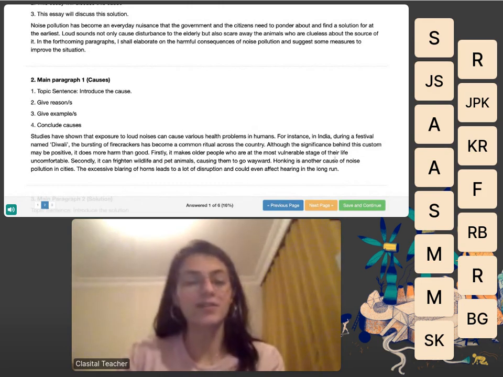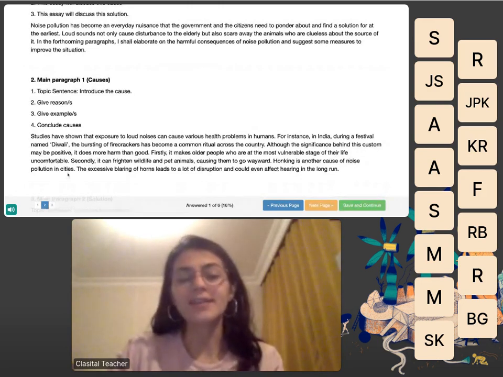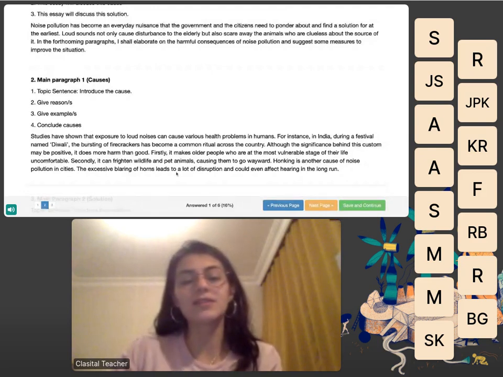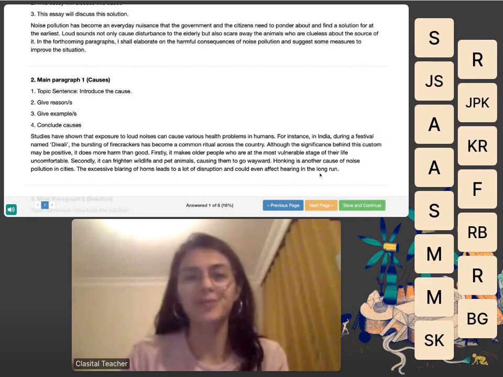Honking is another cause of noise pollution in cities. The excessive blaring of horns leads to a lot of disruption and could even affect hearing in the long run.